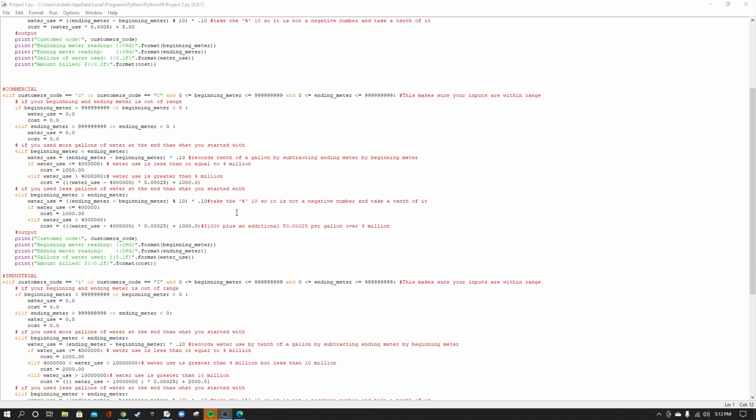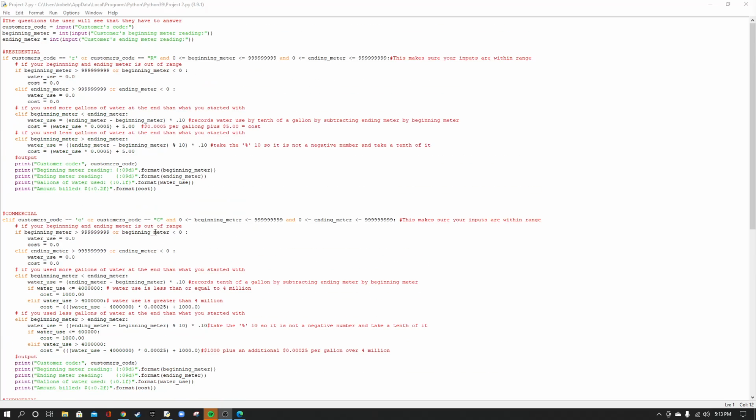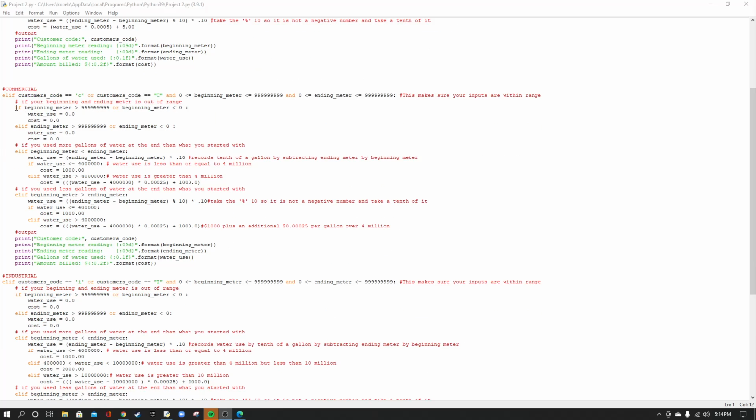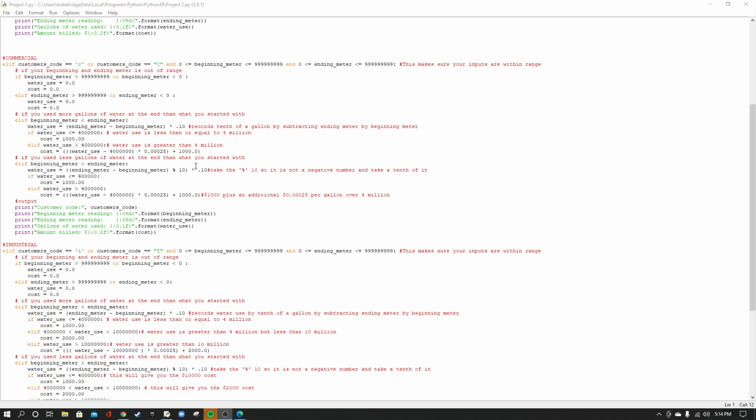If the customer code does not equal an R, it can possibly equal a C. If it equals a C, it will run the commercial part where the customer code has to equal either a lowercase c or an uppercase C, and the beginning meter and the ending meter have to be within range. The first part is the same process. If the beginning meter and the ending meter are out of range, then the water usage is 0 and the cost is 0.